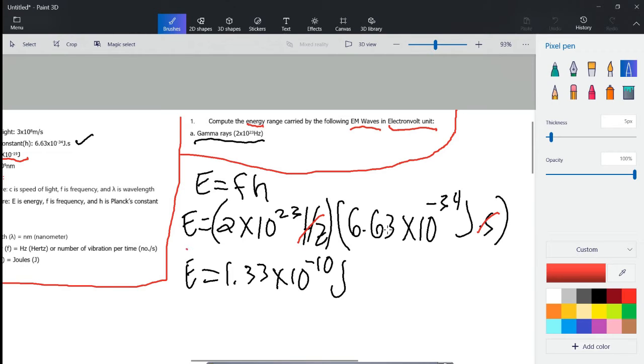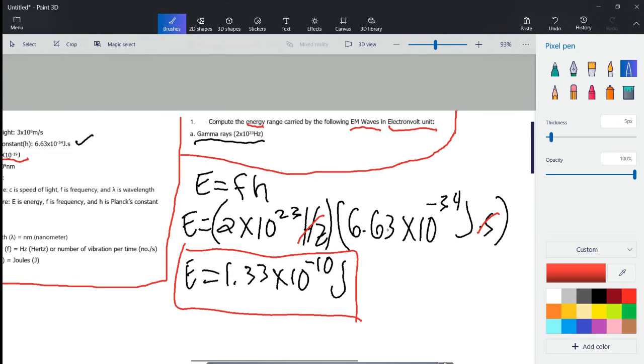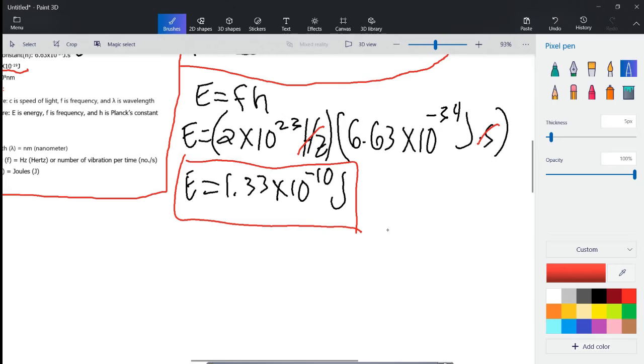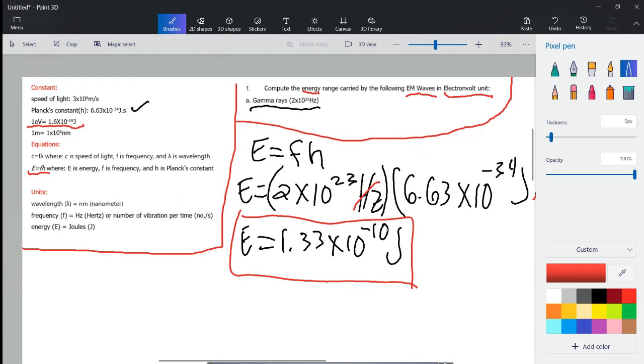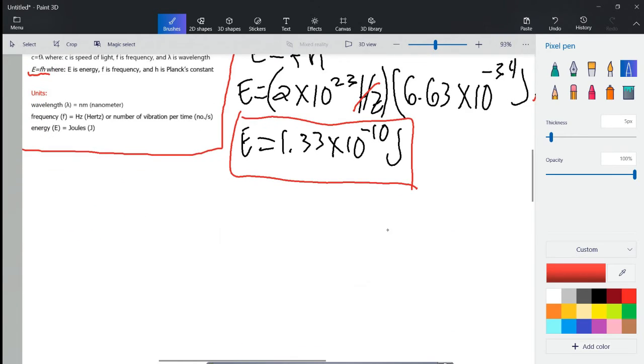So we already solved for the energy only, the energy in this frequency. But next, we are going to convert that energy into electron volts. So how do we do that? Since we have the energy equation, next let's convert this. We have the conversion factor: 1 electron volt is 1.6 times 10 to the negative 19 joules.